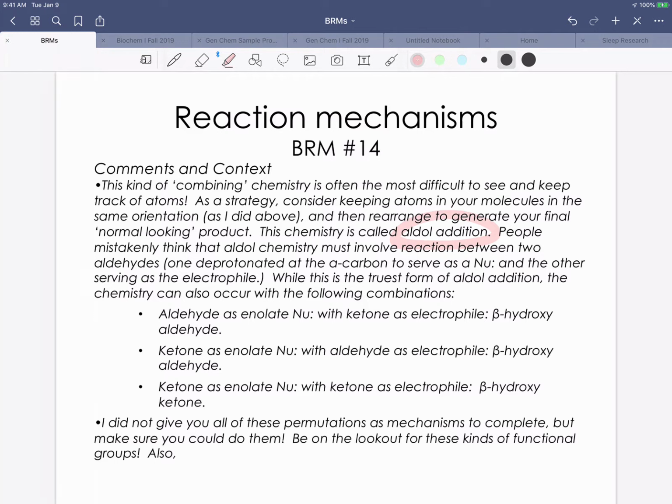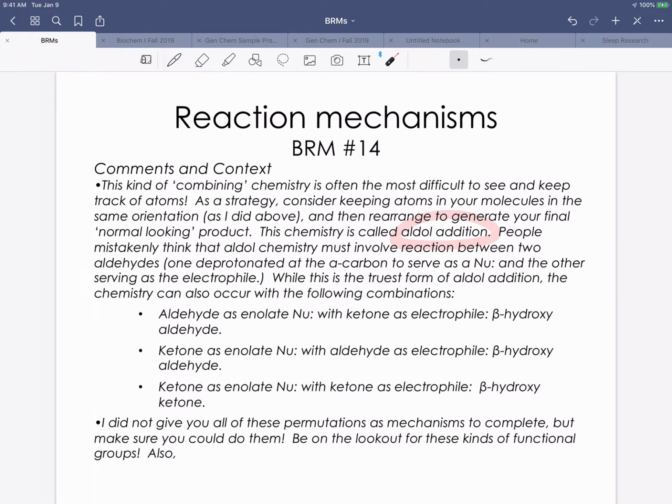Again, we could have each functional group serving as either an aldehyde or a ketone, the nucleophile or the electrophile, and so we have the ability here to have 4 possible combinations. We have an aldehyde as the nucleophile and an aldehyde as the electrophile, which is the truest form of aldol addition, or you can have the aldehyde as a nucleophile and the ketone as the electrophile, which is going to generate a beta-hydroxyaldehyde. Remember, whoever is your enolate, we're going to retain that as the carbonyl-containing functional group.